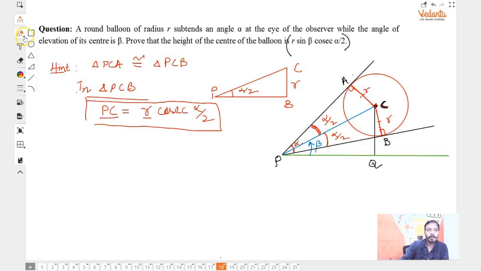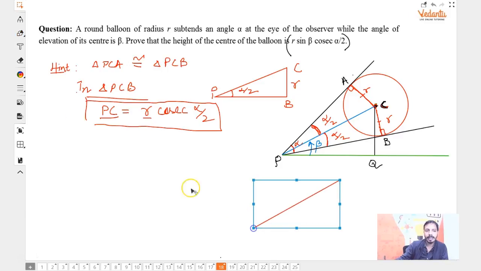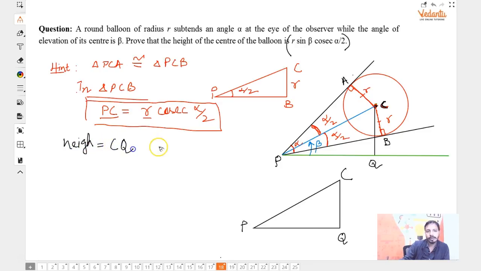Now once we have PC, we will go to the new triangle, that is P, Q and C. Now you see guys, what is my height? My height is nothing but CQ. This is the height which I need to find out. What is the relationship between CQ and PC? This angle is now beta, because this is the angle beta of this particular triangle.